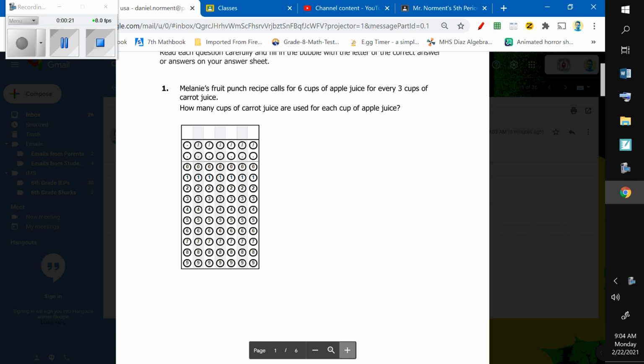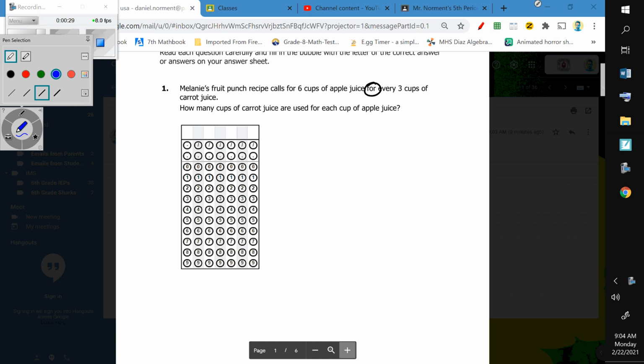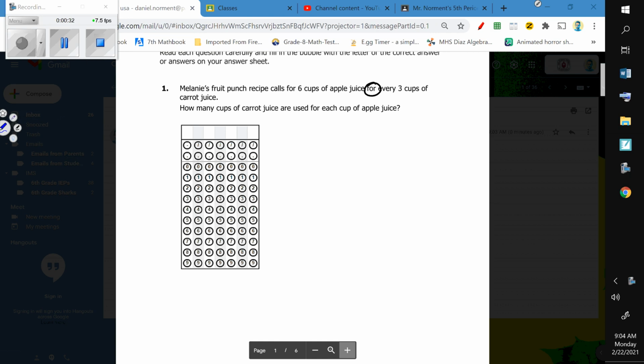Melanie's fruit punch recipe calls for 6 cups of apple juice for every 3 cups of carrot juice. Definitely sounds like a ratio. How many cups of carrot juice are used for each cup of apple juice? Oh, this is quite simple. You got 6 cups of apple juice for every 3 cups of carrot juice. And they want to know how many cups of carrot juice are used for each cup of apple juice.